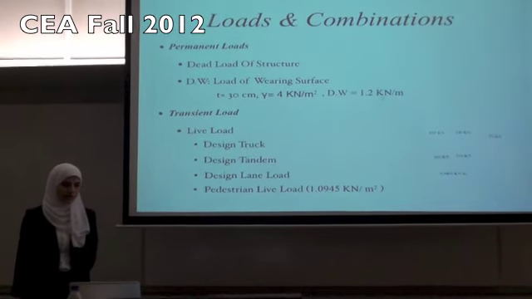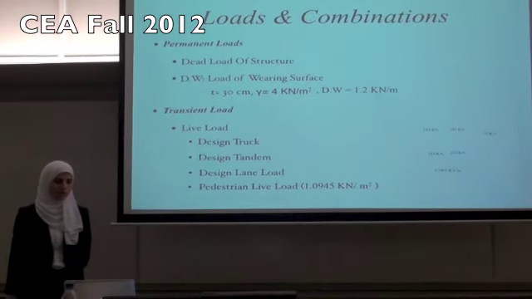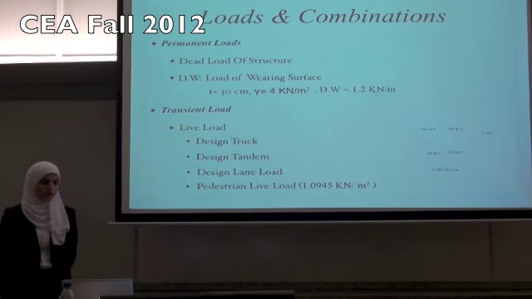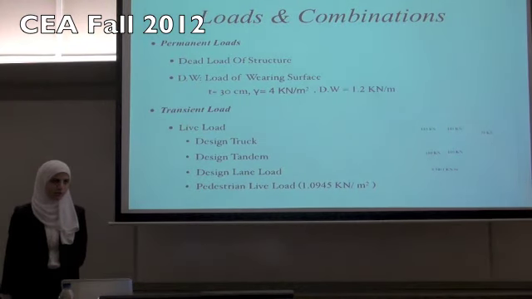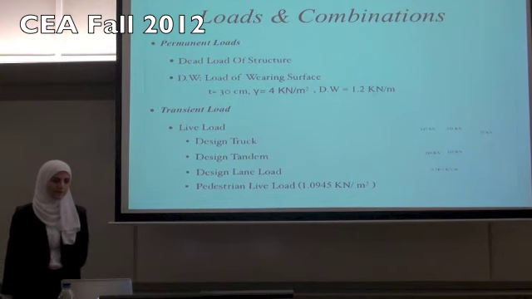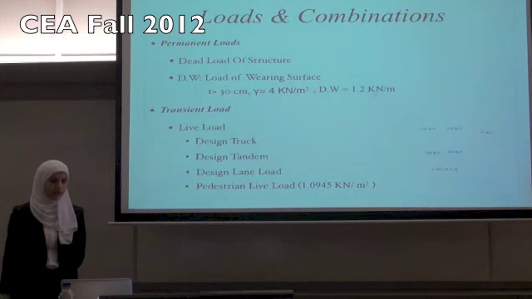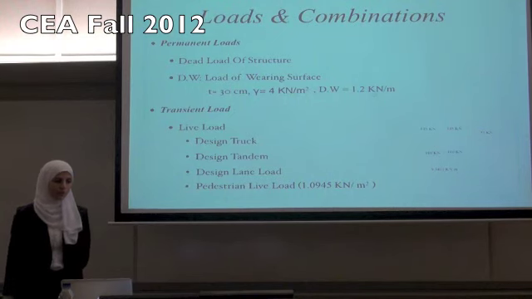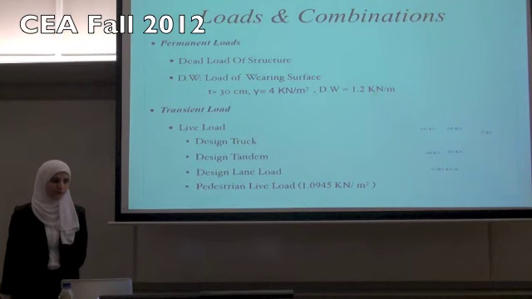The transient load is the load that changes with time, including the live load. The number of design lanes in our bridge is the clear distance between barriers divided by 3.6 meters. So we end up to have three lanes in each direction with one pedestrian road in each direction. To compute the live load, we selected the HL93 according to AASHTO.